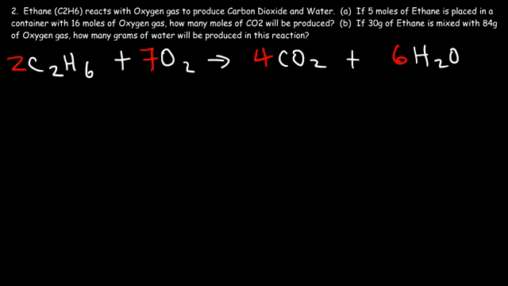So let's start with part A. If 5 moles of ethane is placed in a container with 16 moles of oxygen gas, how many moles of CO2 will be produced? Now, if you're given a question like this, where you're given the quantity of both reactants and you want to find the amount of product that will be produced, you need to identify the limiting reactant. There are 2 ways in which you could do it. First, you can do it by finding which one has the lowest quantity per coefficient ratio, like we did in part B in the last problem.